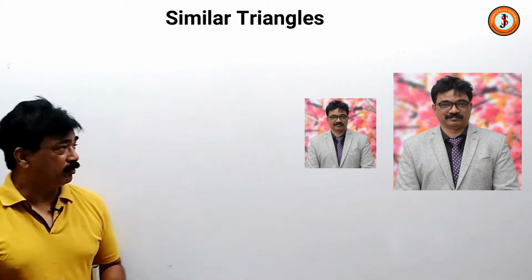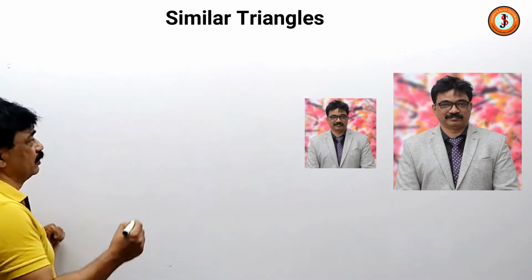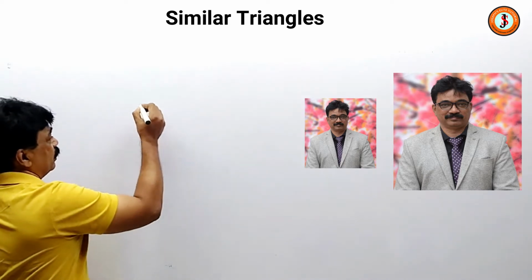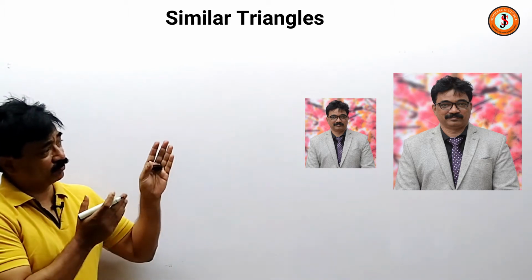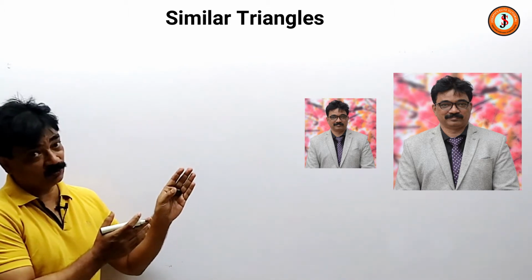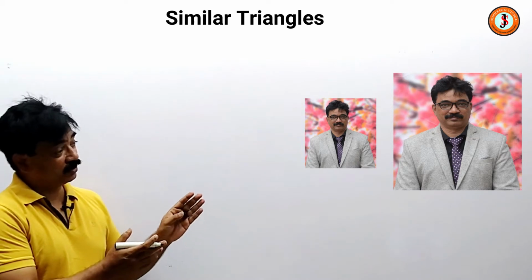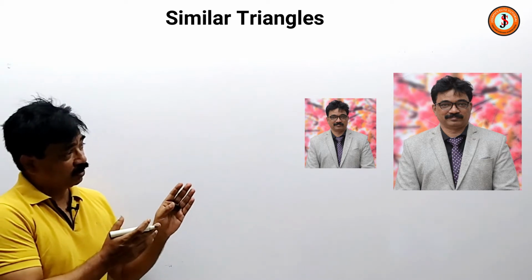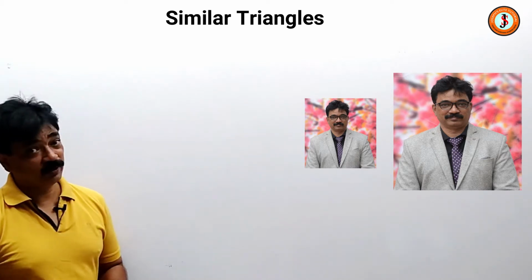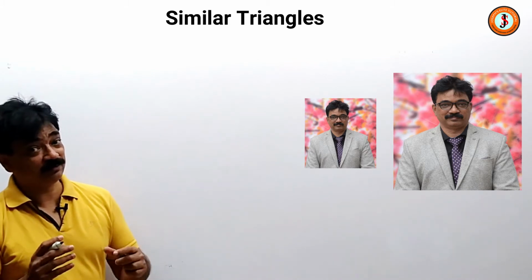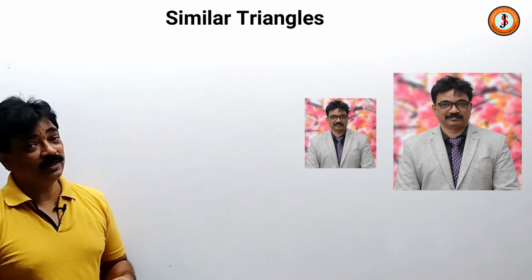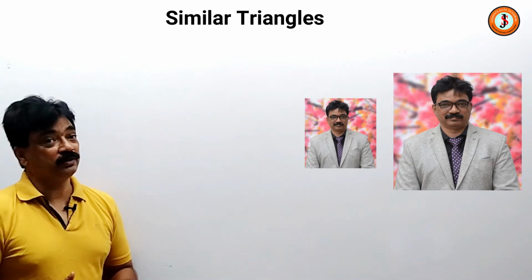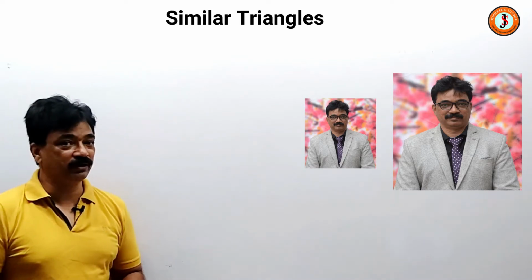So, if I look at my photo and see that, say for example, the size of one side in the first photo is half the size of the corresponding side of the other photo, then what will happen? Each part will be increasing from the first photo to the second photo by a ratio of 1/2.